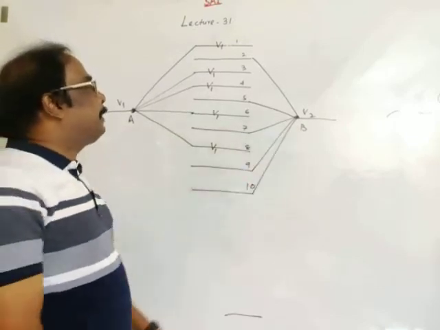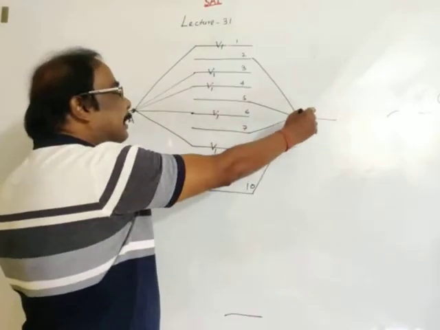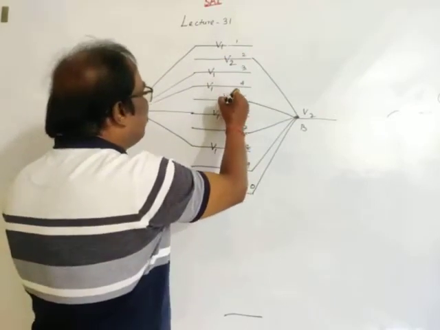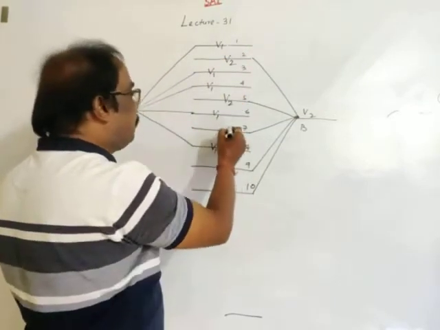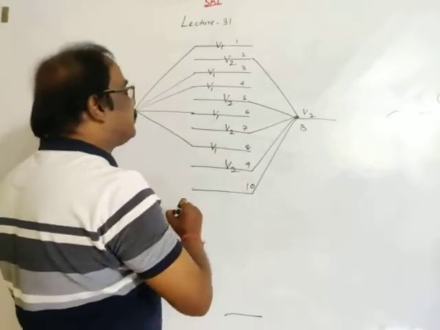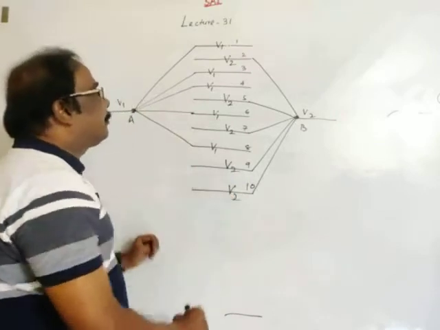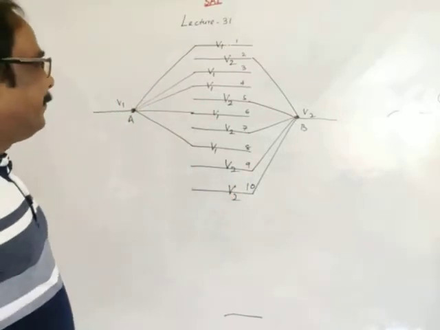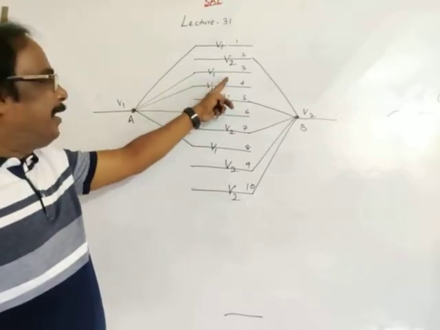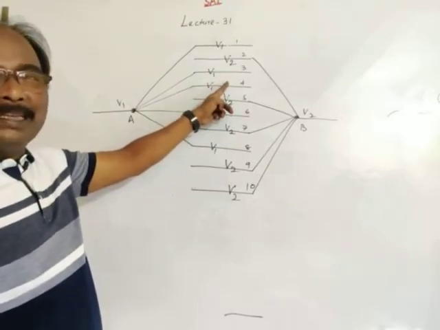Similarly, B is at potential V2. All the plates connected to B will have the same potential: plate 2 is at V2, plate 5 is at potential V2, plate 7 is at potential V2, plate 9 is at potential V2, plate 10 is at potential V2. See, plate 3 is at potential V1, plate 4 is at potential V1.